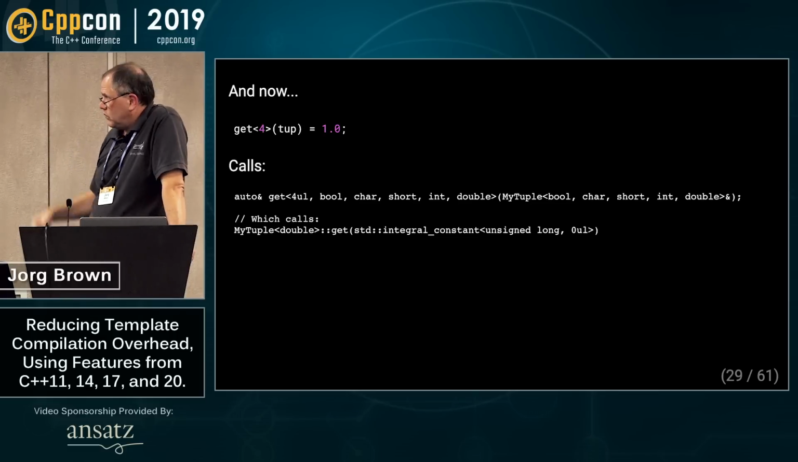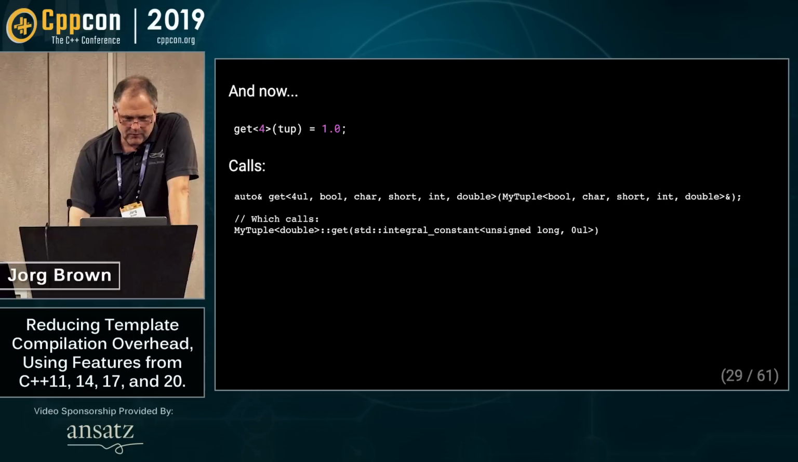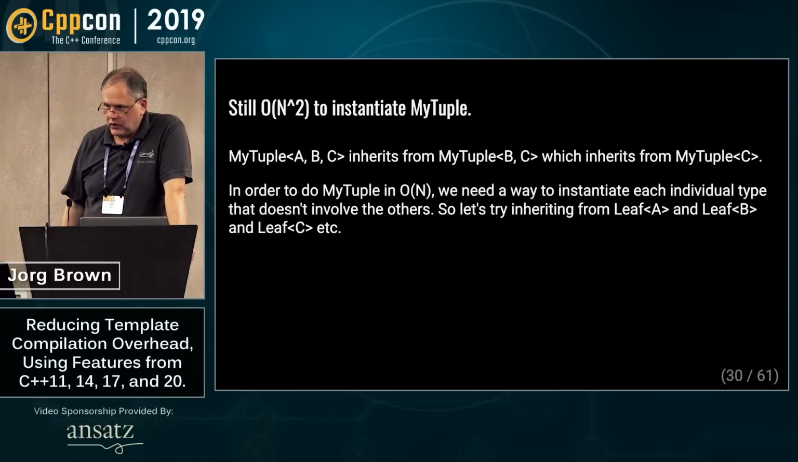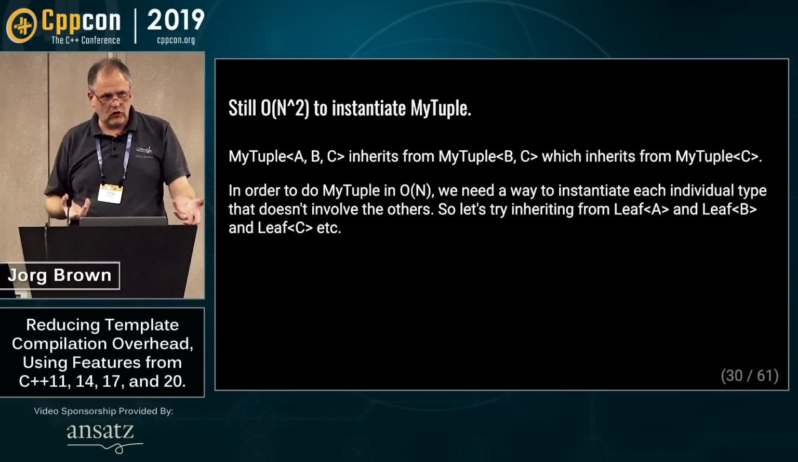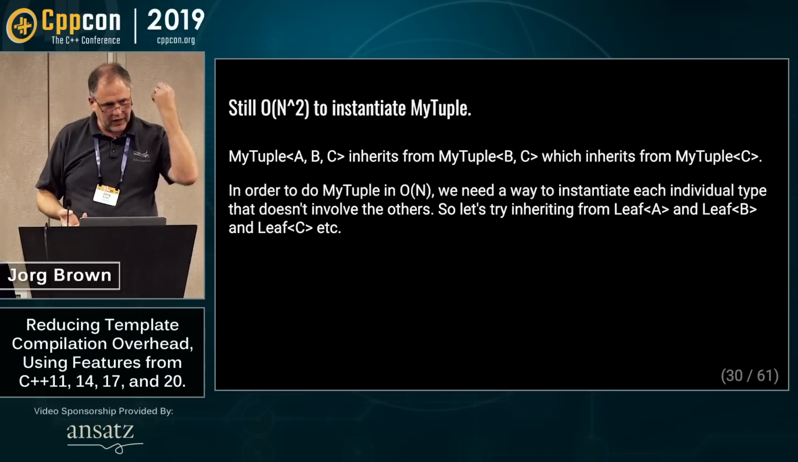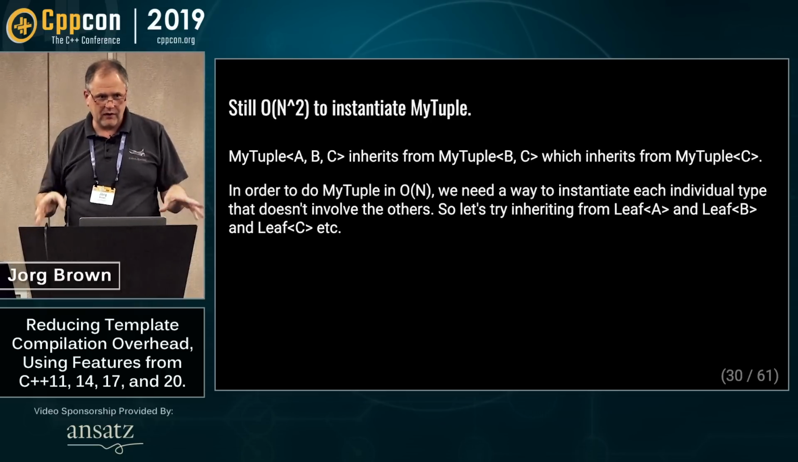Yes. Now, the auto-get function, which is still as long, calls directly down to the get that we want. But it's still O of n squared to instantiate this. There's a lot still going on, and at the base level, the fundamental problem with any of these is that you're only picking off one type at a time and then instantiating for the rest. So that's a fundamental problem you have to solve.